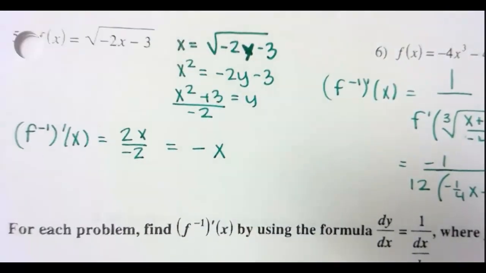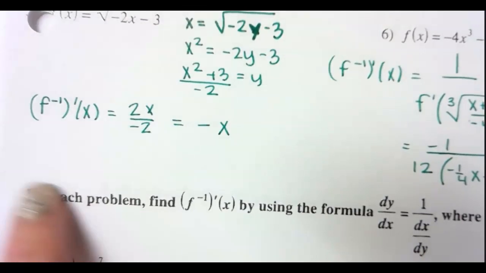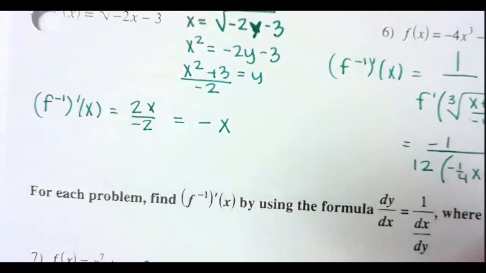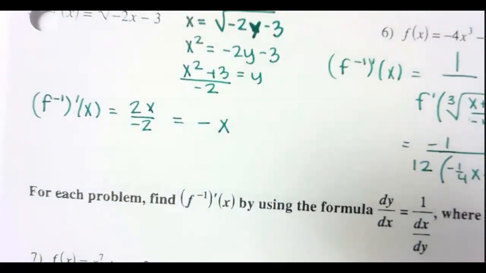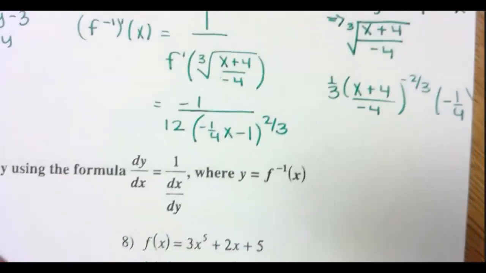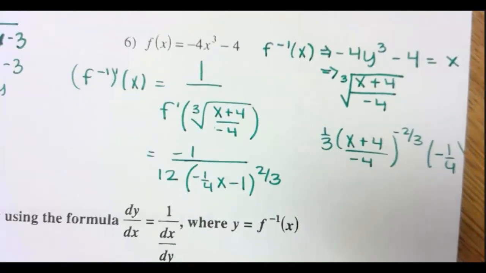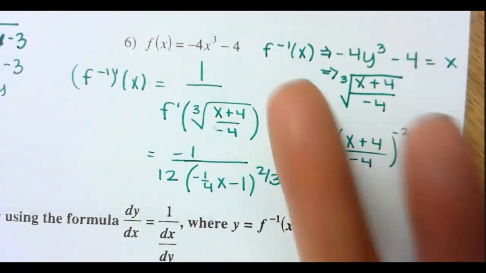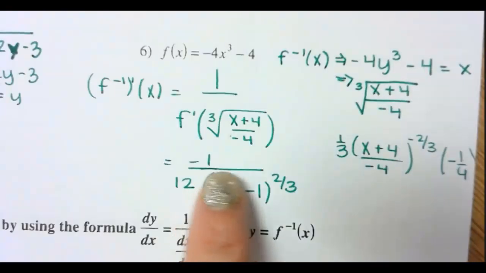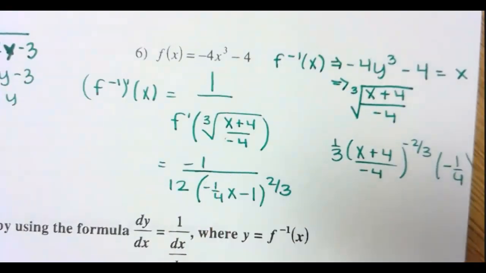And it kind of bothered me on their answer key that they left it as -2x over 2, because the 2's cancel and it becomes -x. And again, here is some of the work for 6. So again, flipping x and y, solving, and then plugging into that formula. So that's a lot like the very first method I described at the beginning of class today.